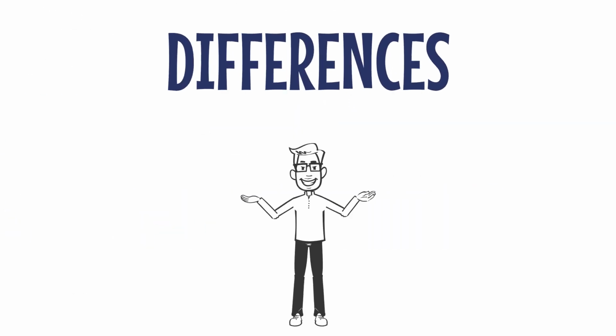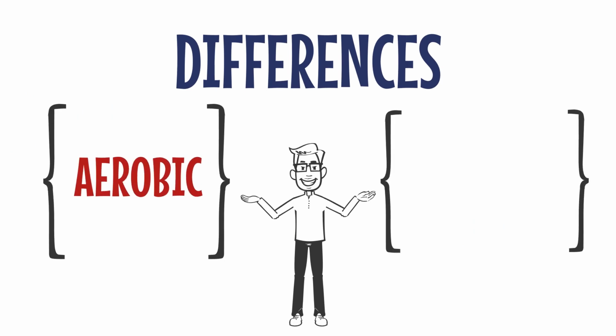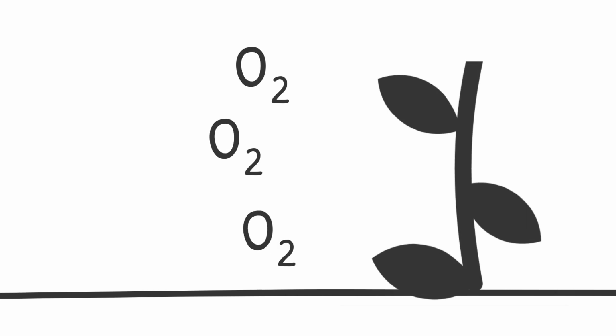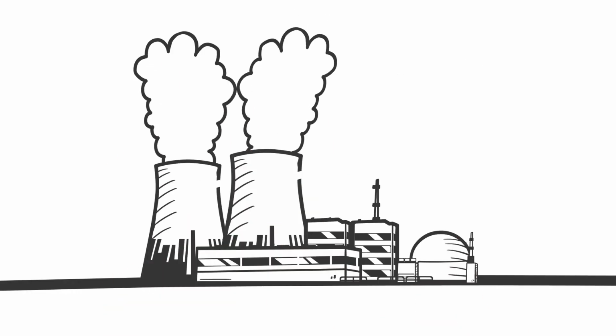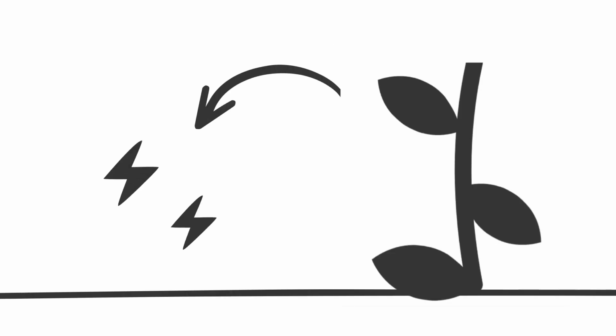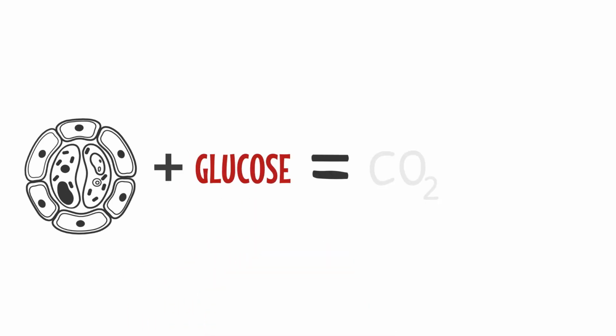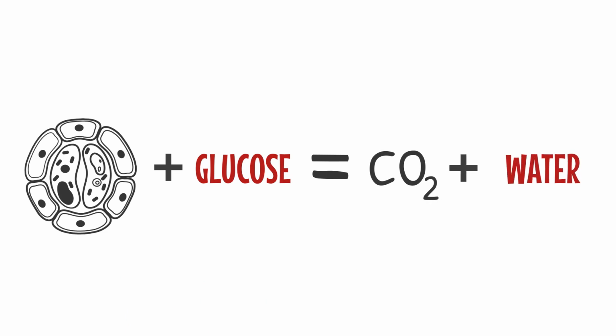Now, let's uncover the differences between aerobic and anaerobic respiration. Aerobic respiration happens when plants have access to oxygen. It's like their power source, allowing them to release a large amount of energy. Oxygen enters the plant through tiny openings called stomata, and along with glucose, it produces carbon dioxide and water.